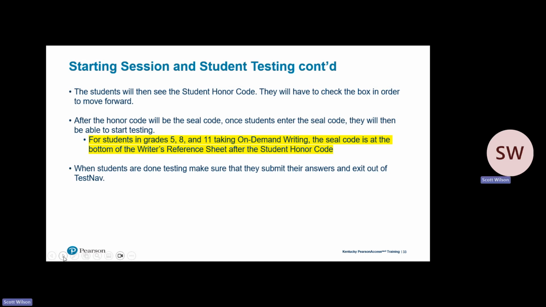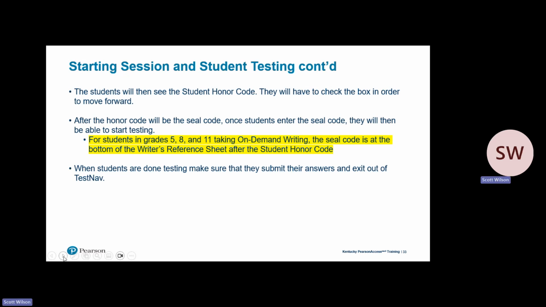Once the students start testing, they will see the student honor code. They will have to check the box in order to move forward. After the honor code will be the seal code. Once the students enter the seal code, they will then be able to start testing.